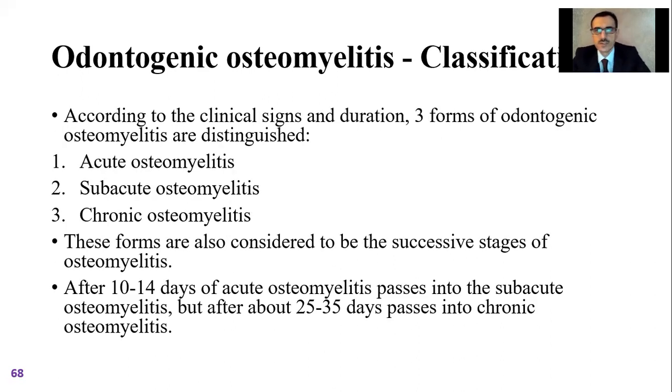Classification of odontogenic osteomyelitis. According to the clinical signs and duration, three forms of odontogenic osteomyelitis are distinguished: acute osteomyelitis, subacute osteomyelitis, and chronic osteomyelitis. These forms are also considered to be successive stages of this process. After 10-14 days, acute osteomyelitis passes into subacute osteomyelitis, and after about 25-35 days, it passes into chronic osteomyelitis.